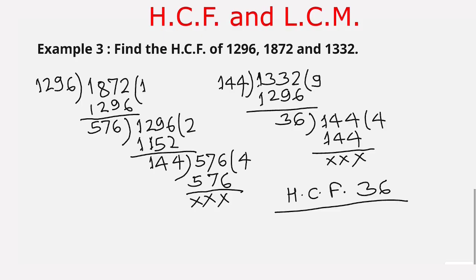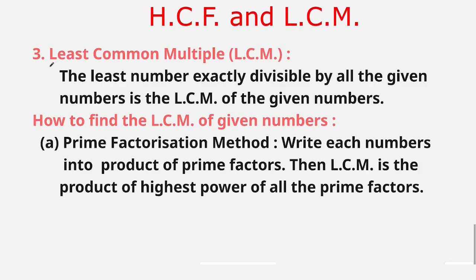If there are more than 3 numbers, then we continue this process with the 4th number, 5th number and so on. So we can find the HCF of 3 or more than 3 numbers by this method. Point 3. Least common multiple, LCM. The least number exactly divisible by all the given numbers is the LCM of given numbers.